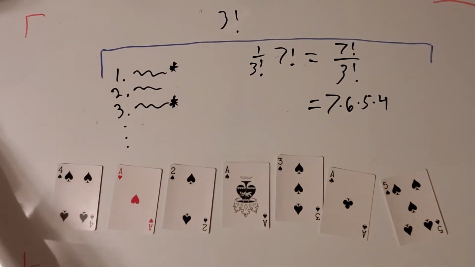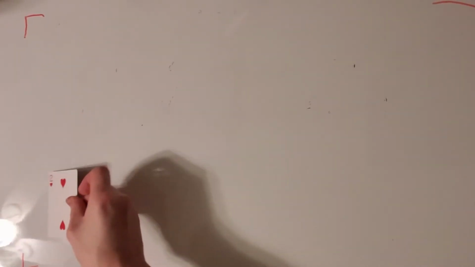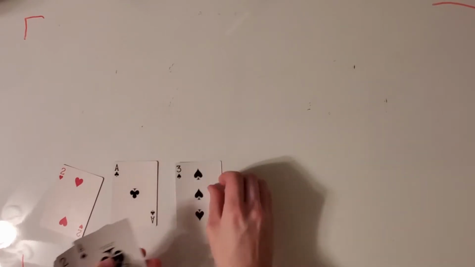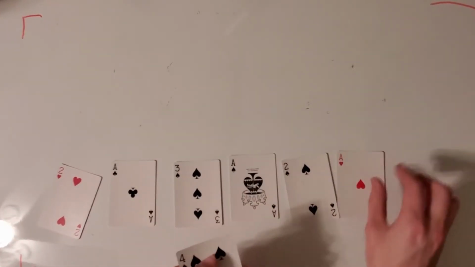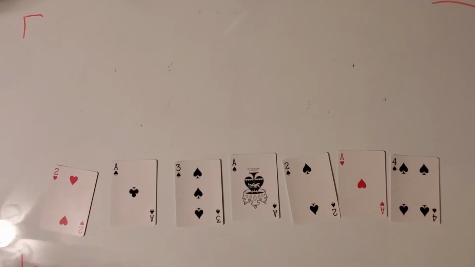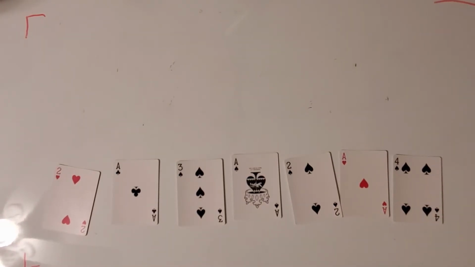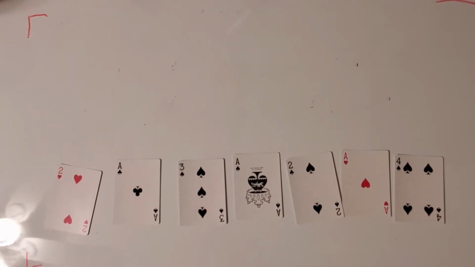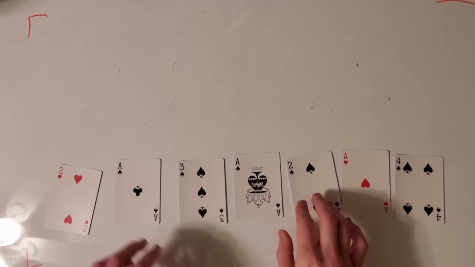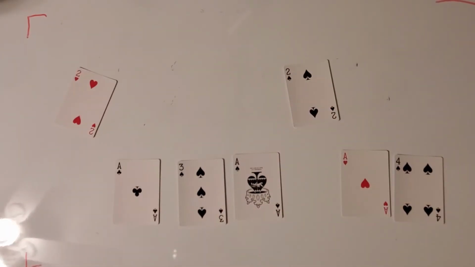Now we're going to change this up a little again. So now let's say this is my selection of 7 cards. And we're going to ask the same question again. How many ways are there to arrange these 7 cards where only the value matters, not the suit? The difference between this and the last one is I took out the 5 and replaced it with the second 2. So now there are 2 2s.